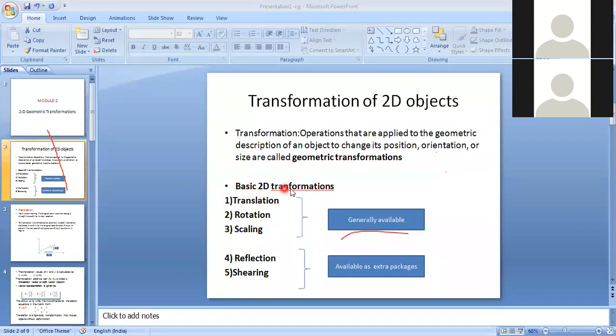The basic 2D transformations available are translation, rotation and scaling. These are generally available in all the OpenGL packages. The other two types of transformation available are reflection and shearing, which are available as an extra package in OpenGL. So the 2D transformations are translation, rotation, scaling, reflection and shearing. Translation means moving the object from one place to another place.